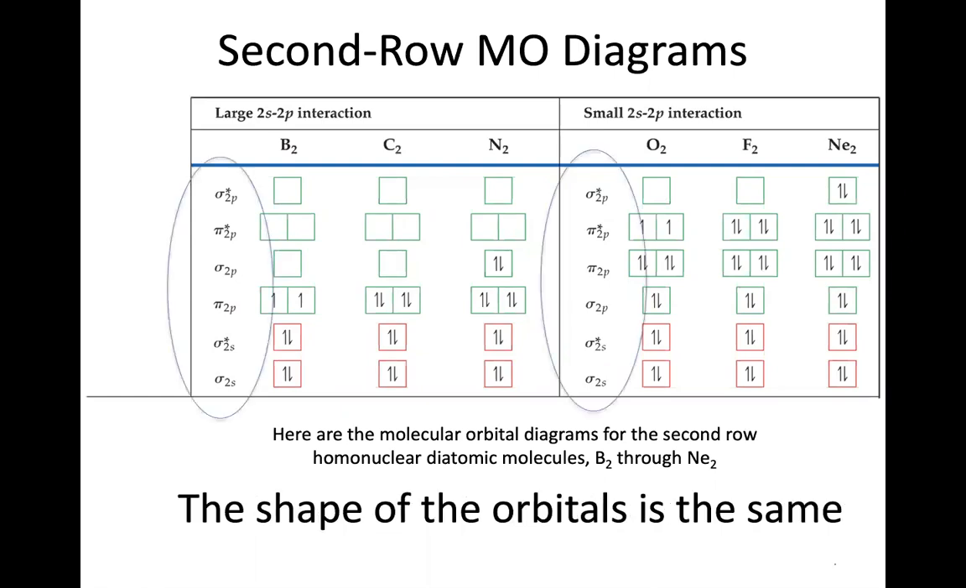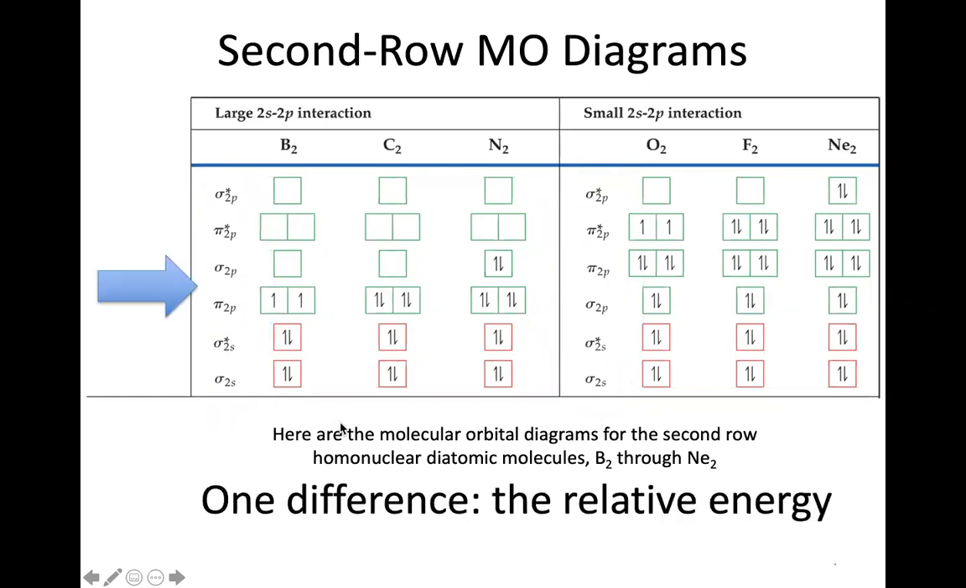It looks like the shape's also the same, because look at the designations. Sigma, sigma star, sigma, sigma star. The shapes are exactly the same in both of the cases. The only difference that I see is the relative energy seems like it flip-flops if I'm looking at this grouping on the left-hand side of the periodic table versus that grouping on the right-hand side.